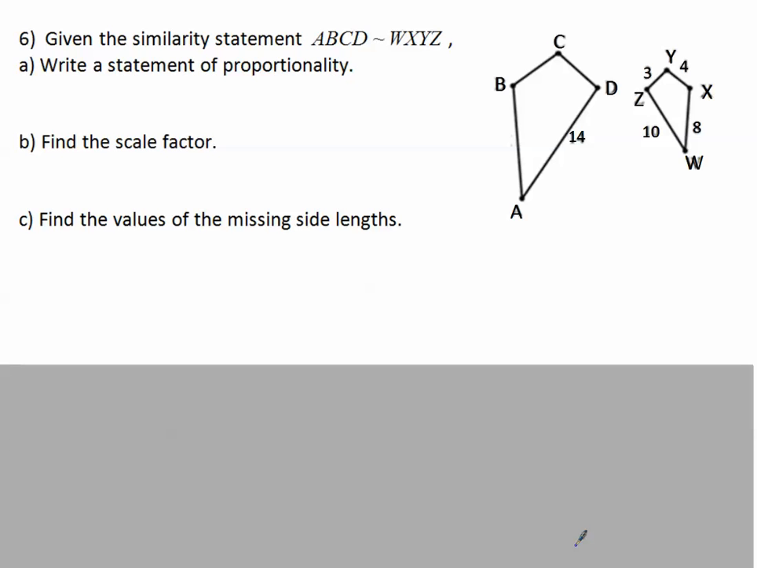Let's try a few more. Number 6, given the similarity statement, ABCD is similar to WXYZ, write a statement of proportionality. So all we have to do is look at the statement to match that up. I don't even need the picture. AB over WX equals, what's the next pair of sides? BC and XY.